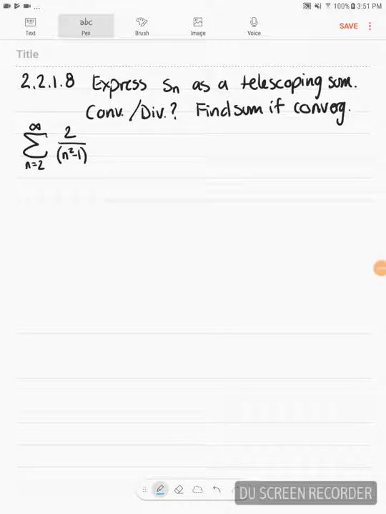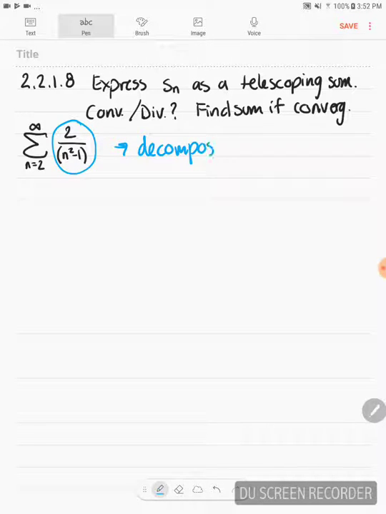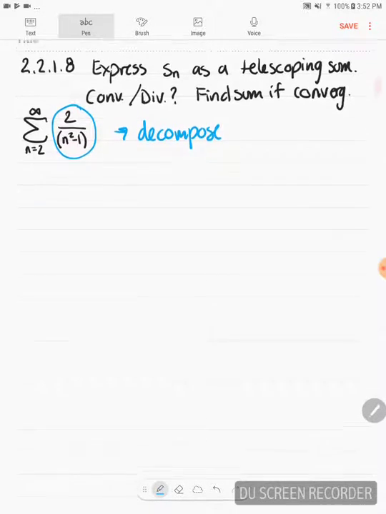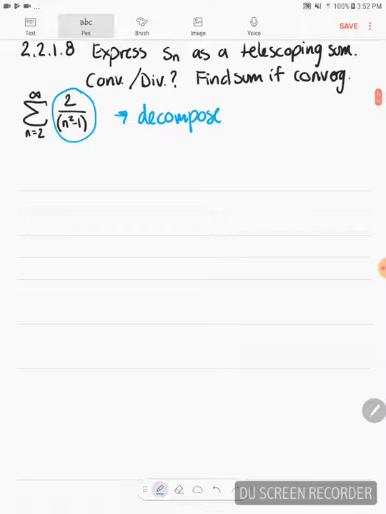I'm going to show you how to do problem 2.2.1.8 in our homework with sequences and series. It is asking us to express S sub n as a telescoping sum, find out if it's convergent or divergent, and if it is convergent, to find the sum. So, the first thing that we're going to do is decompose this into partial fractions. All right, let's go ahead and jump right into that.